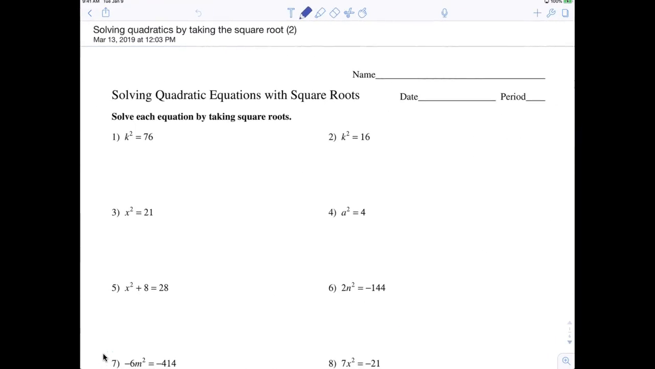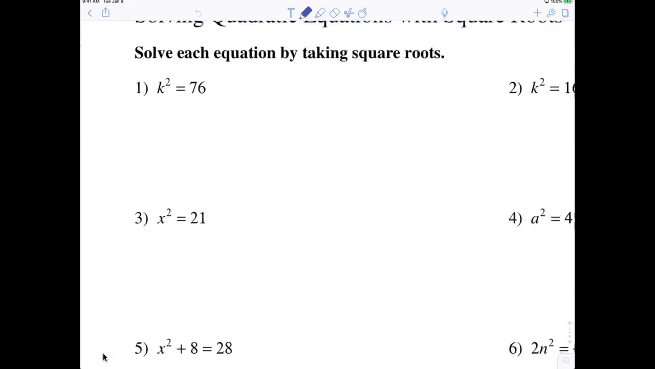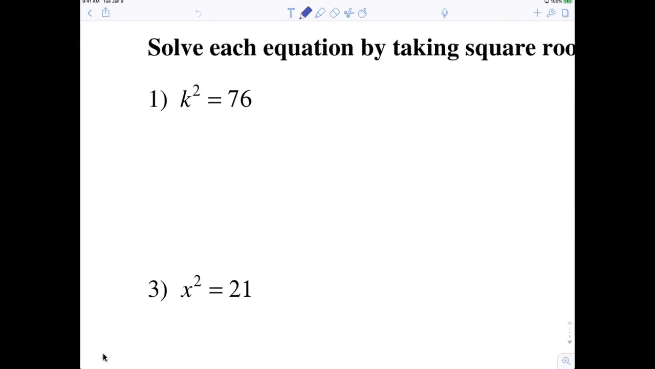Attention. All right. So here we go. Solving quadratics by taking the square root. The first thing I want to remind everybody is how many solutions are there to k squared? There are 2 solutions. Thank you very much. So for all quadratics, there are 2 solutions.